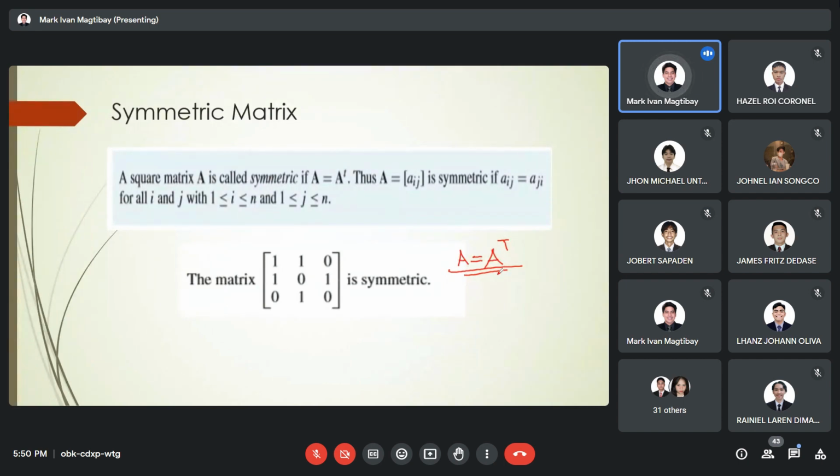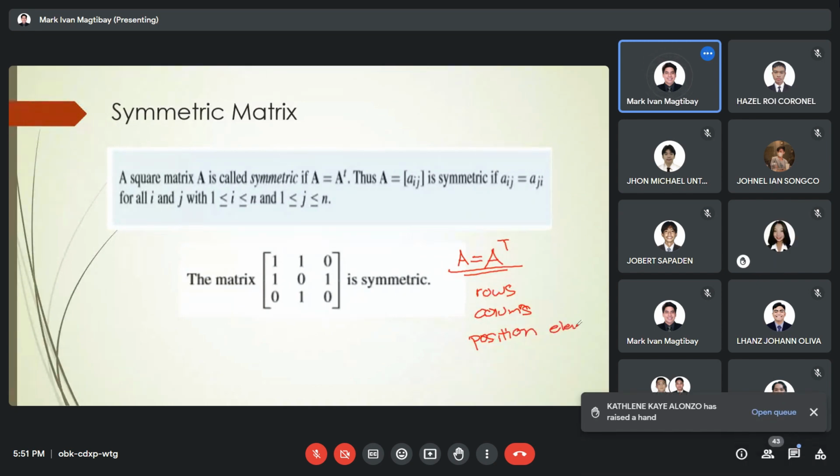Ano po ibig sabihin natin sa equal? Pareho po yung number of rows, pareho yung number of columns, and pareho po yung position ng bawat element. Okay?